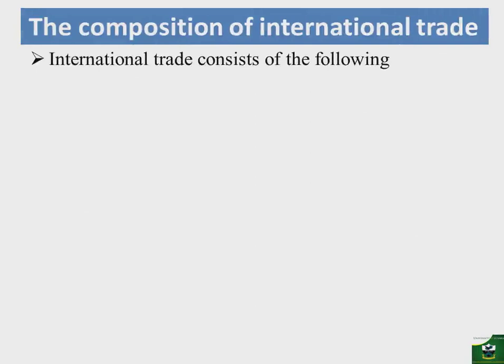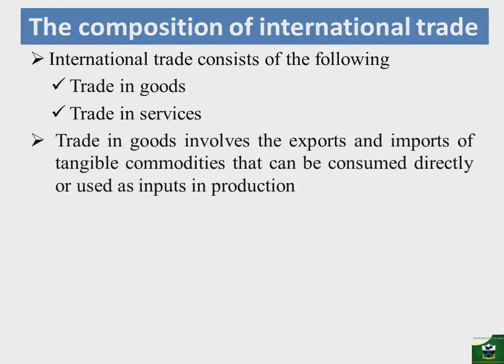So you should note therefore that international trade consists of two categories: trade in goods and trade in services. When we talk about trade in goods, we talk about the export and import of tangible commodities that can be consumed directly or used as inputs in the production process. So if you buy commodities from any given nation and bring them to Zambia, those commodities will be looked at in two ways: whether they are consumable or they are supposed to be used in the production process as inputs. As long as they are tangible, we will categorize them as goods.